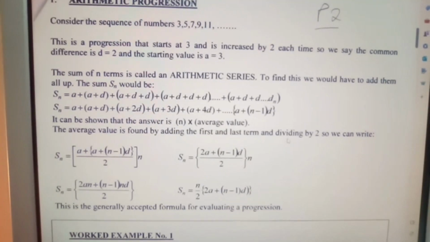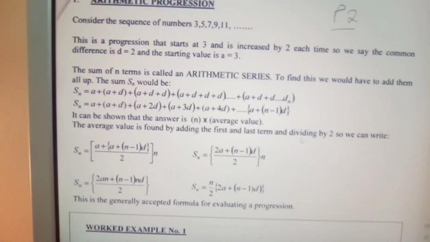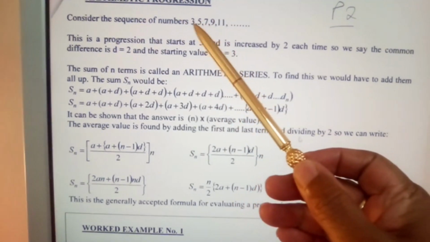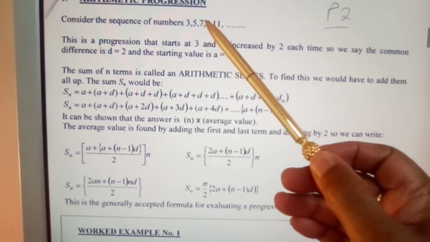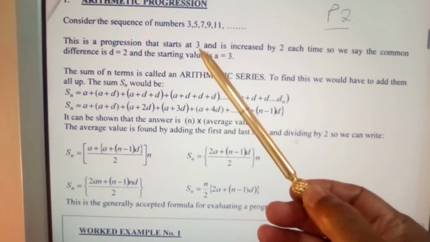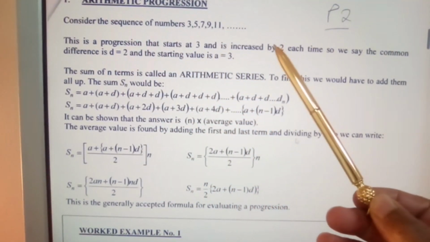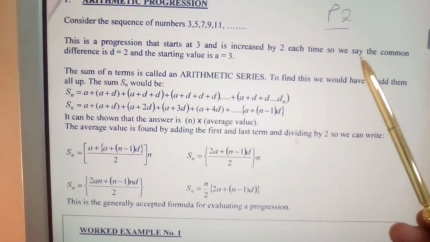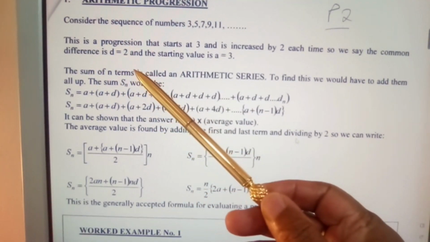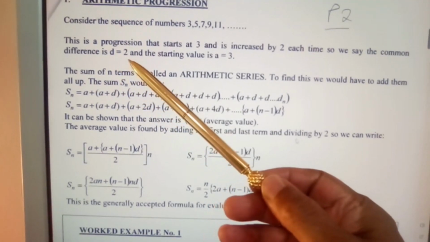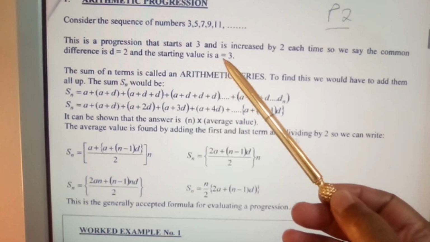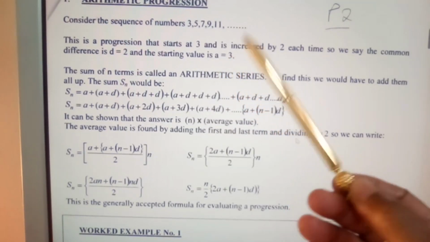Well, arithmetic progression. Consider the sequence of numbers 3, 5, 7, 9, 11. This is a progression that starts at 3 and is increased by 2 each time. So we say the common difference is d equals 2. And d represents the difference. And the starting value is a equals 3. Okay?